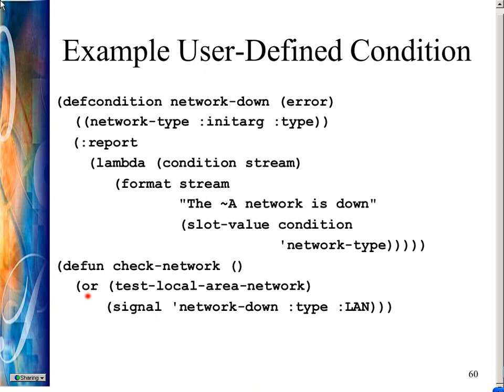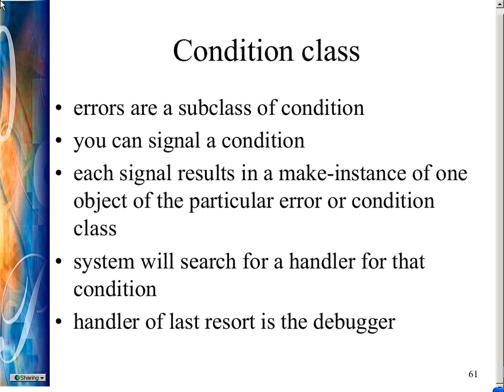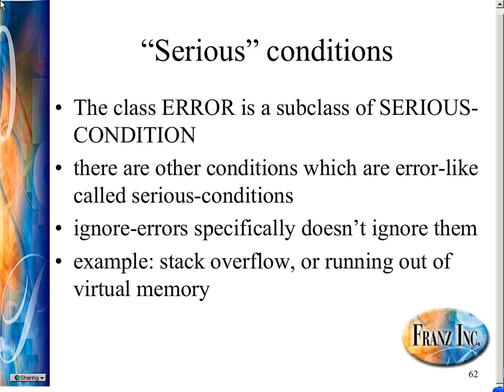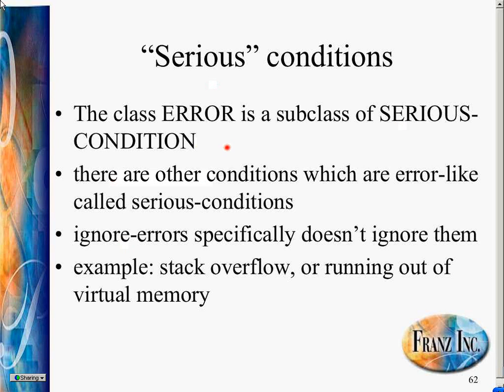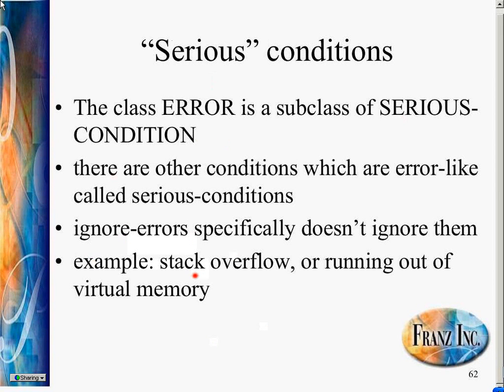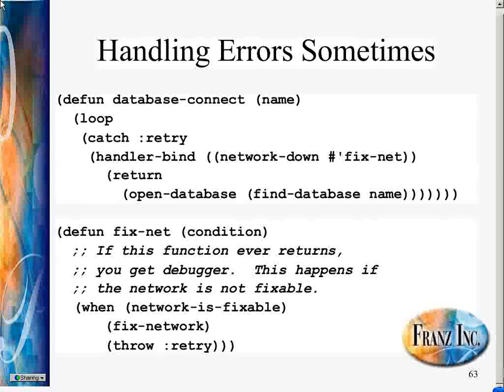You can define your own condition. Here we've defined a network-down condition, and here we test it and signal the condition. All errors are subclasses of conditions. You can create your own conditions, maybe subclasses of error, and you can signal a condition. The signal results in an instance of the condition being created, and then the system will search for a handler, and for errors, the handler's last resort is the debugger. Error is a subclass of serious-condition. There are a couple of other classes of that kind, and serious-condition itself is not ignored by ignore-errors. It is typically something like the stack just overflowed, or we're out of virtual memory, something which is going to affect the application in some general way rather than something specific like not finding a file.